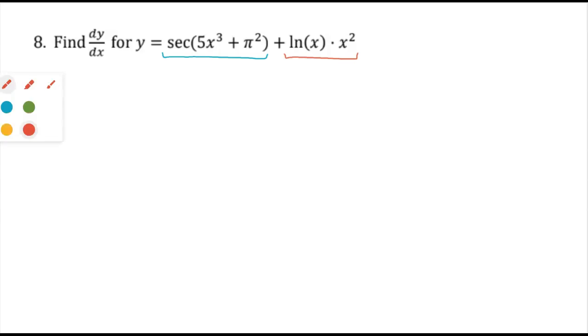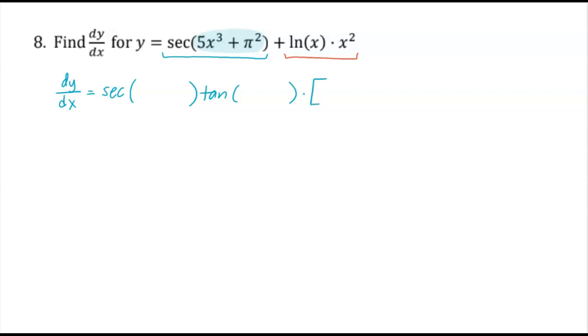So the first term, that secant, we need to recognize that we have a composition of functions. This is not just secant of x, this is secant of a function of x. So, as I was saying, our dy dx for that first term, we're going to have secant of the entire inside function times tangent of the entire inside function, because the derivative of secant is secant tangent, right? And then we need times the derivative of our inside function.